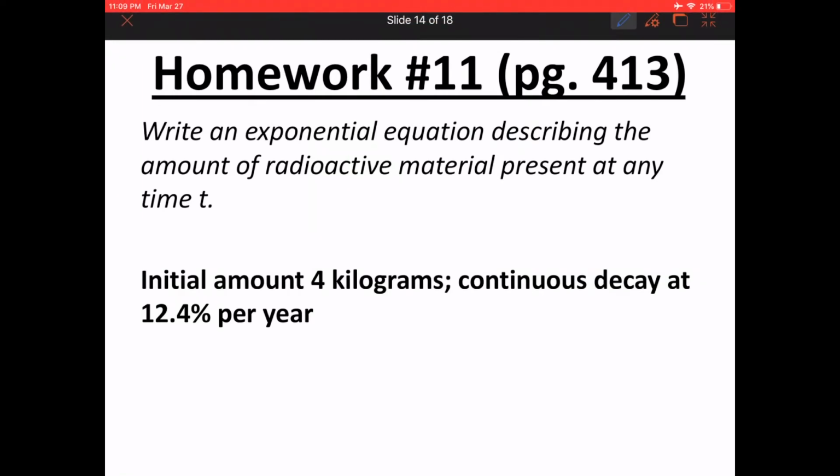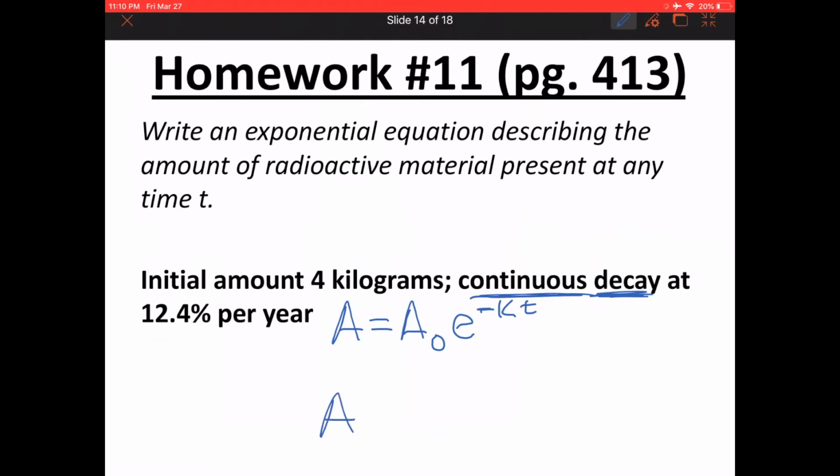Now let's look at number 11. Write an exponential equation describing the amount of radioactive material present at any time t. The initial amount is 4 kilograms. There is continuous decay at 12.4% per year. So again, that key word should be that there is continuous decay. So I'm going to be using my new continuous decay formula, which is A equals A sub 0 times e to the negative k times t.